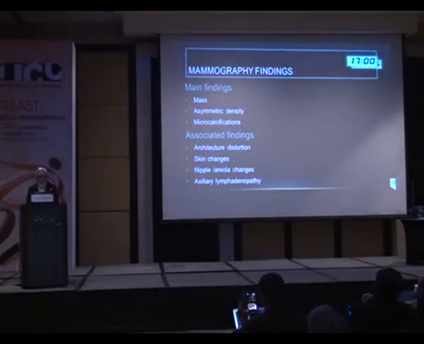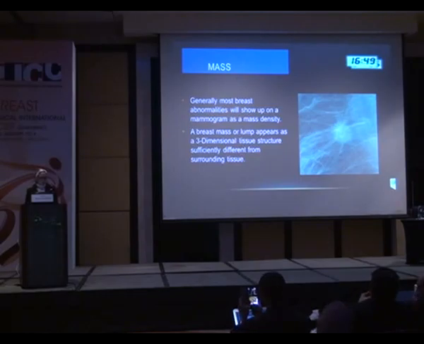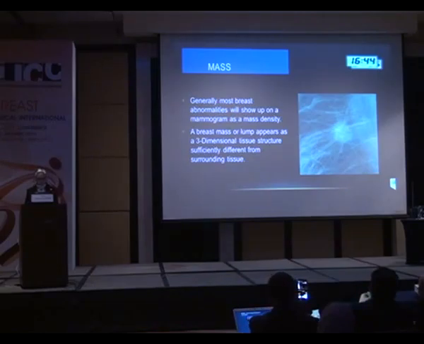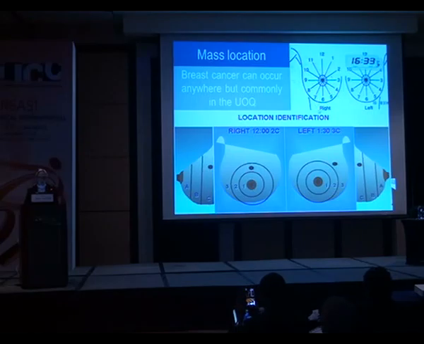Now we are going to cover the main findings. We will start with the mass lesion. Generally, most breast abnormalities present on the mammogram as a mass density. A breast mass or lump should be a three-dimensional tissue structure sufficiently different to be differentiated from the surrounding tissue. When we analyze the mass, first we give the location, the quadrant location and then the clockwise location. It is also very important to consider the zone location, meaning that we can classify the breast from the nipple to the periphery into central zone, mid-zone, and peripheral zone.